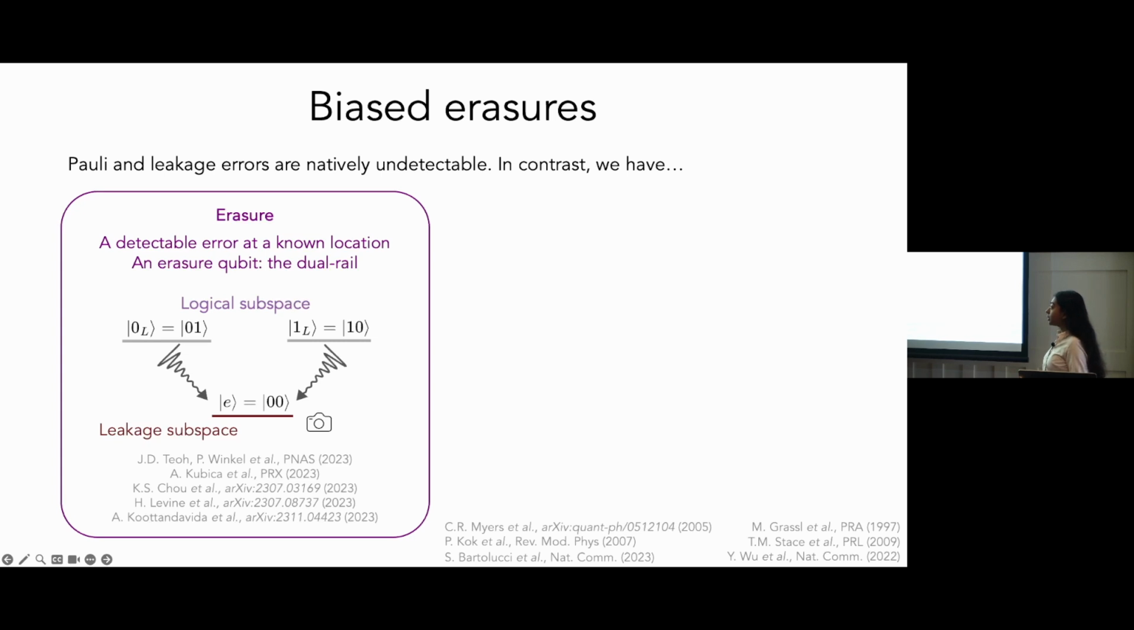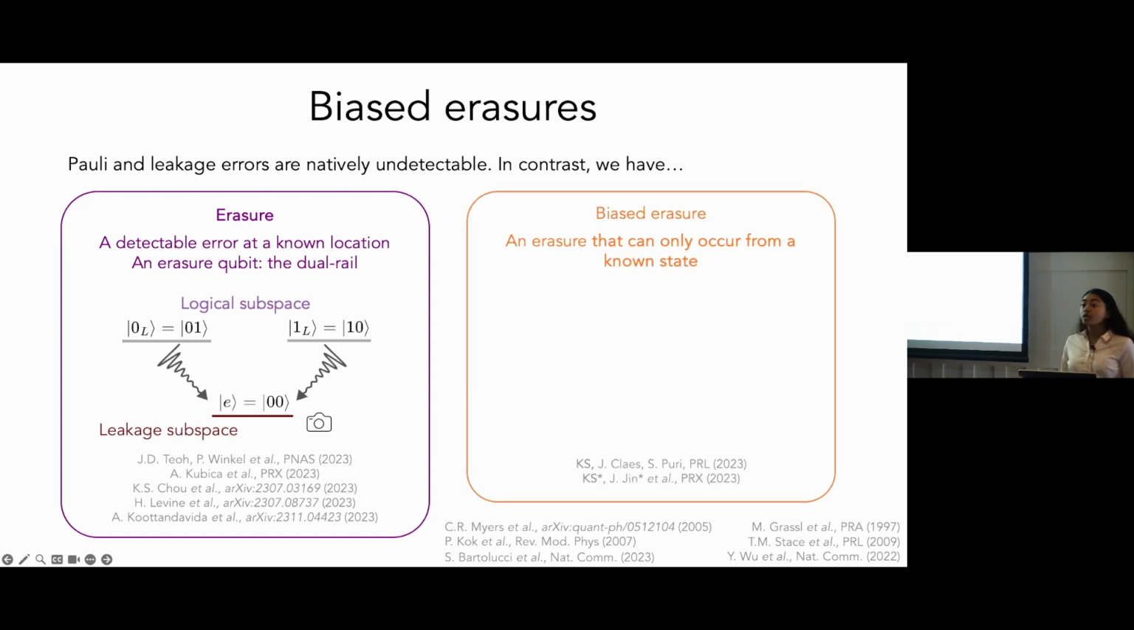Another thing that I'd like to point out is that provided both of your modes behave approximately the same, the probability of 0 decaying down to the leakage subspace and 1 decaying down to the leakage subspace is about the same. And this is what allows us to differentiate regular erasures, unbiased erasures, from this new model that we call biased erasures. In biased erasures, this detectable error only happens from one state.